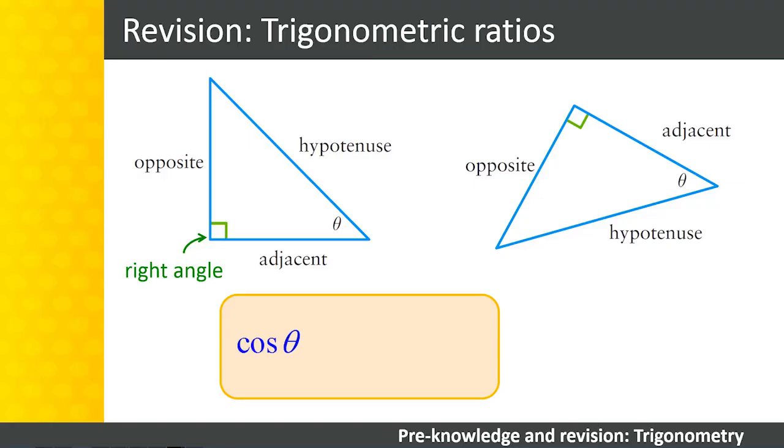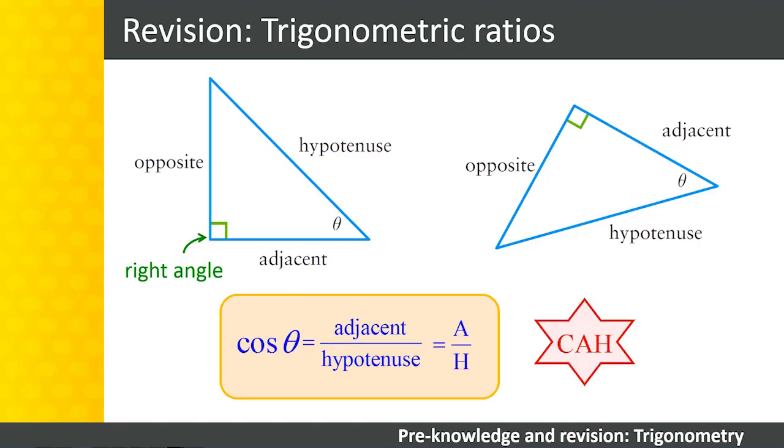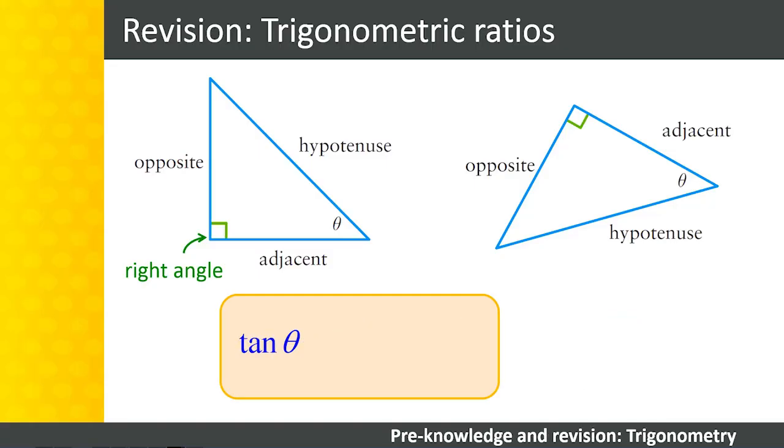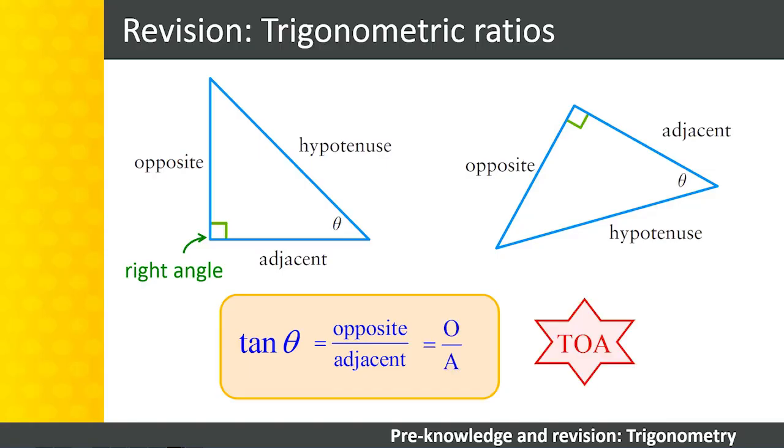Cos theta is equal to the adjacent side divided by the hypotenuse, and we can use the mnemonic CAH to remember the ratio. Tan theta is the opposite side divided by the adjacent. We can use the mnemonic TOA to remember the ratio. We are now going to watch a video on the SOH, CAH, TOA tip.